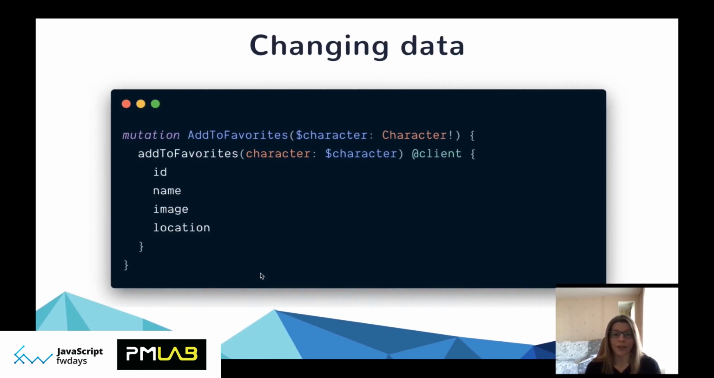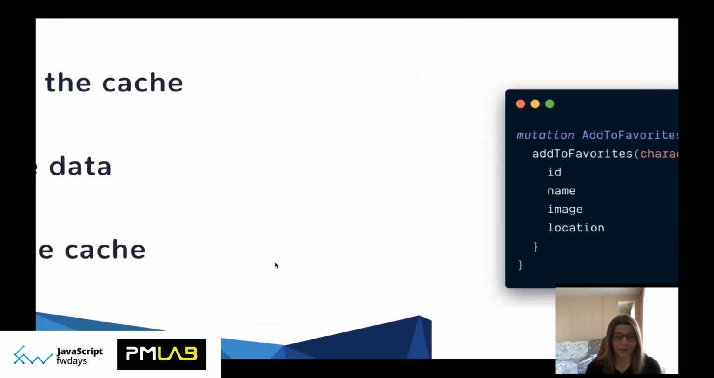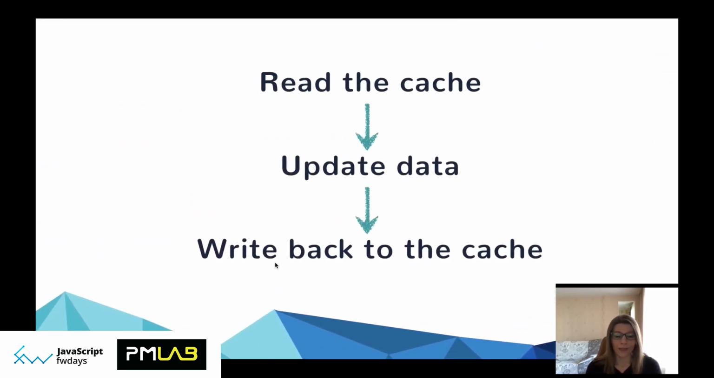And how do we change this array later? For this, we will be using GraphQL mutation, like we would do if we wanted to change some data on the GraphQL API endpoint as well. But here we're just sending this mutation to our local Apollo cache, again with a client directive. How does it work? First, we're reading the cache. We're updating some data with this mutation, and then we write back changed data to the cache.